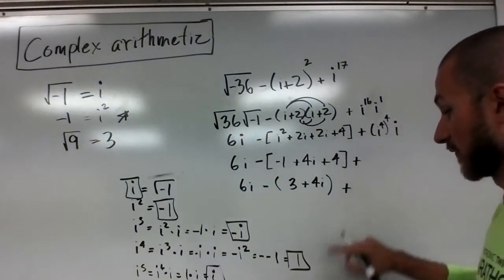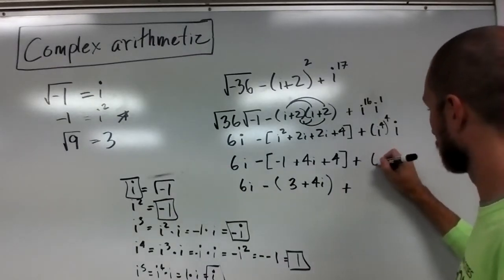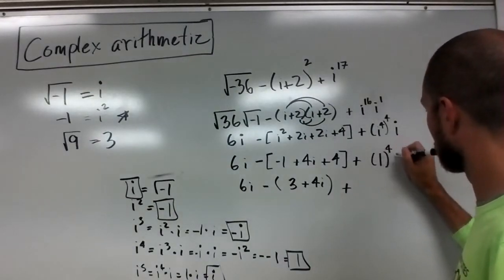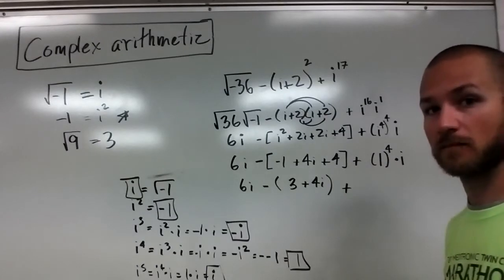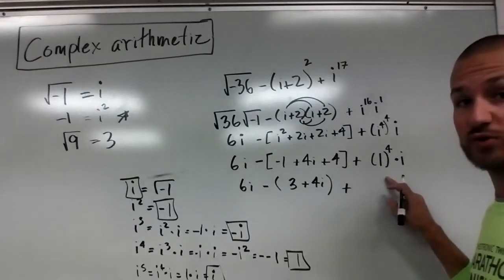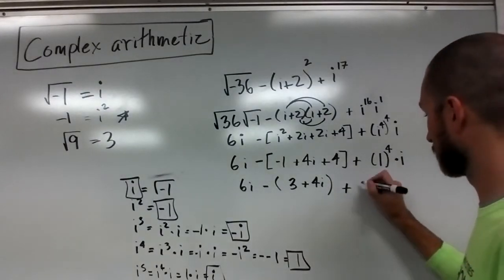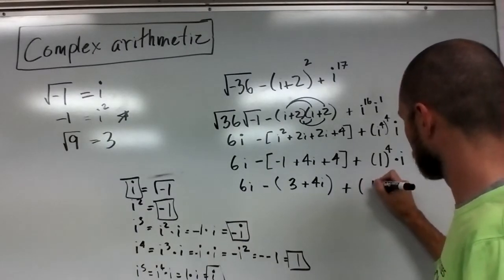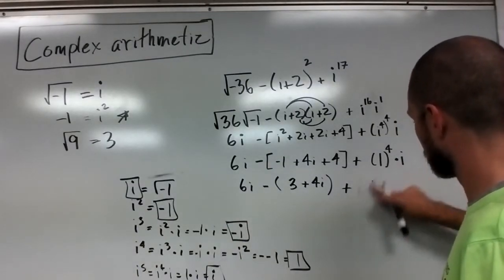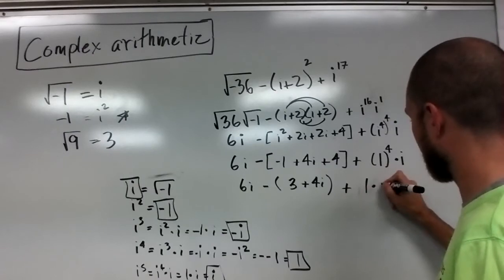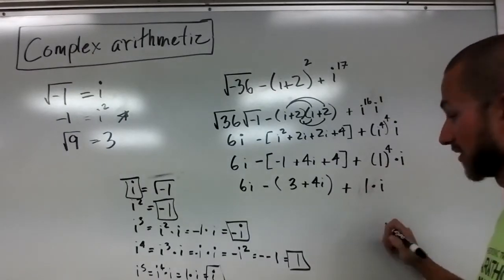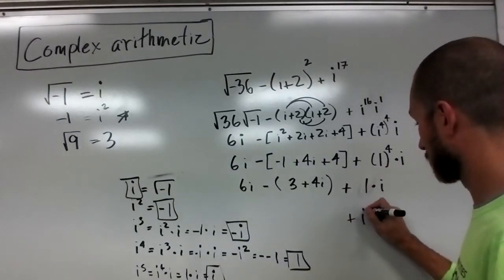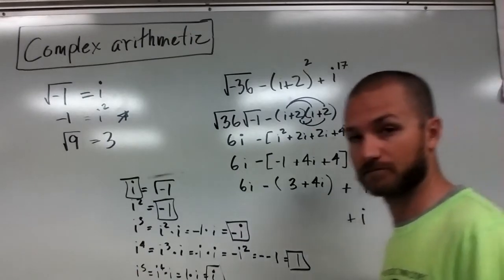I know that i to the 4th is positive 1. Now 1 to the 4th is 1 times 1 times 1 times 1, which is just 1. Okay, 1 times i, and that's going to turn out just to be plain old i.